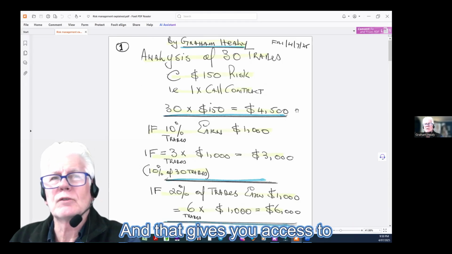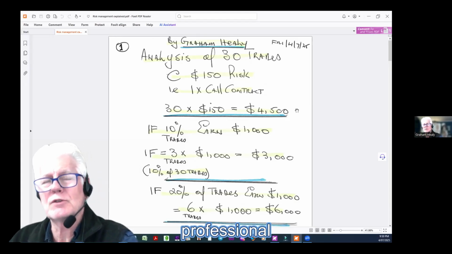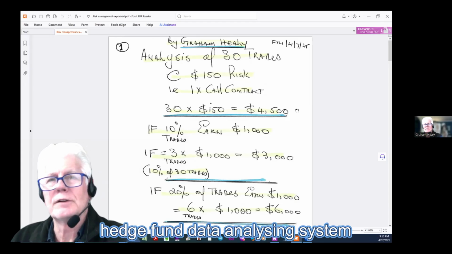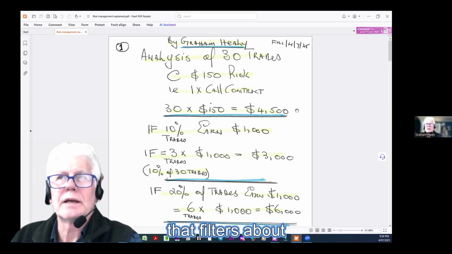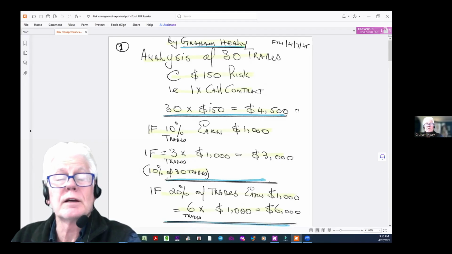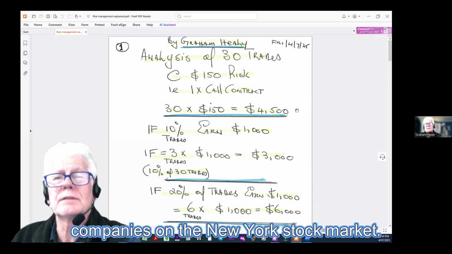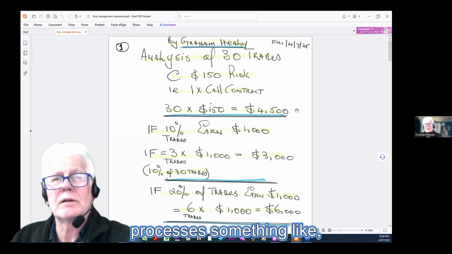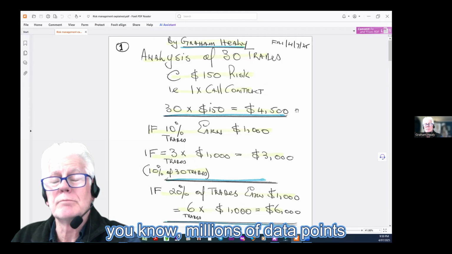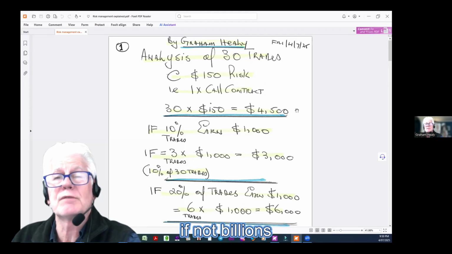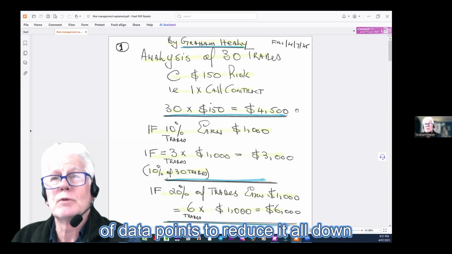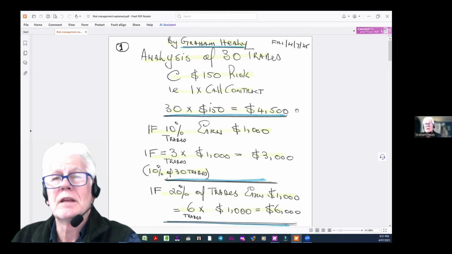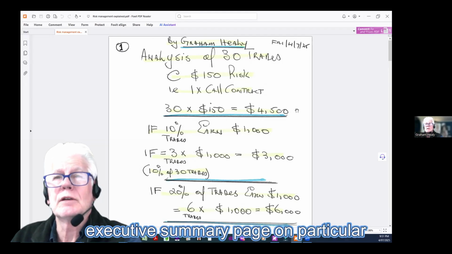That gives you access to a professional hedge fund data analyzing system that filters about 11,800 companies on the New York stock market. And it processes something like, probably, millions of data points, if not billions of data points, to reduce it all down to a single executive summary page on particular companies.